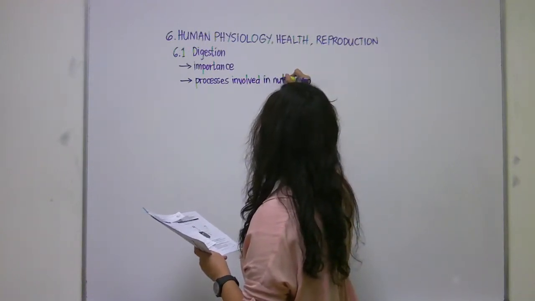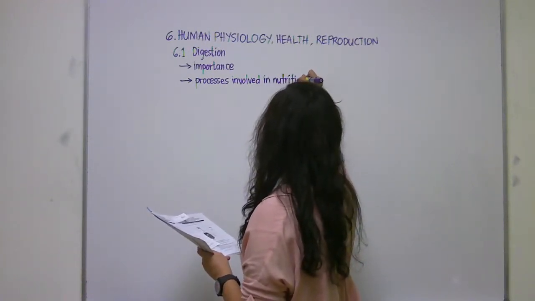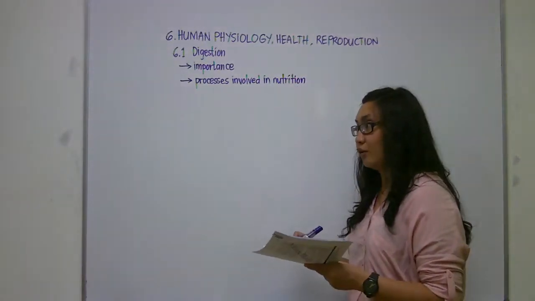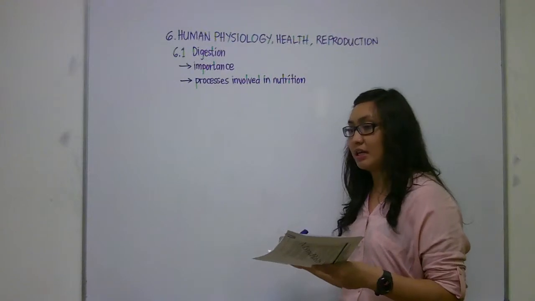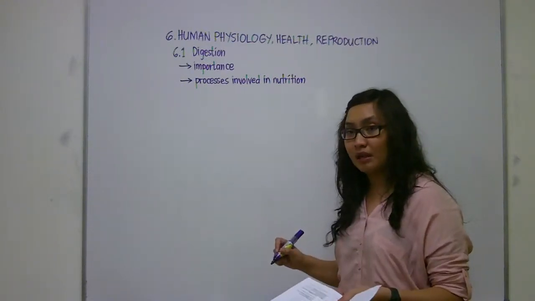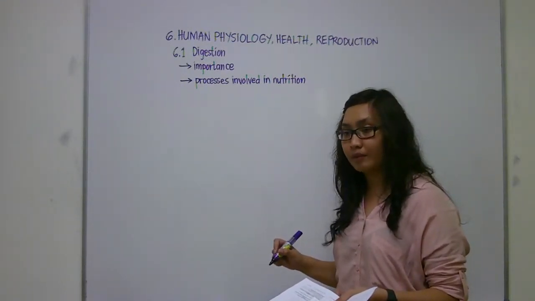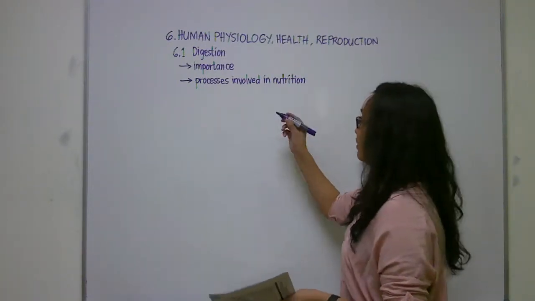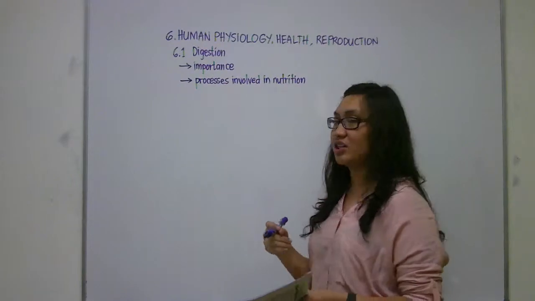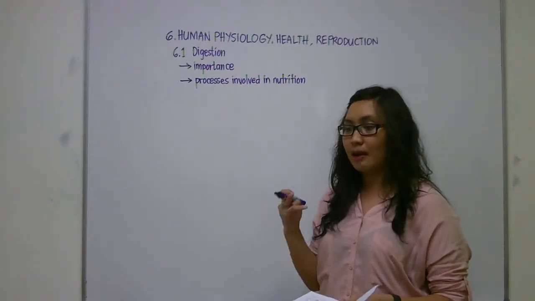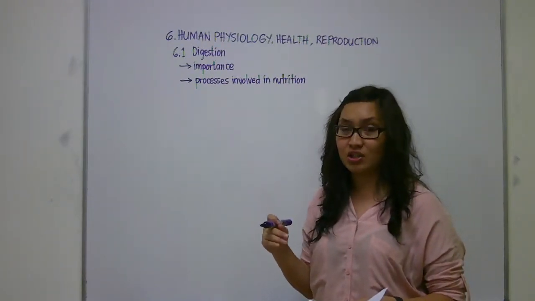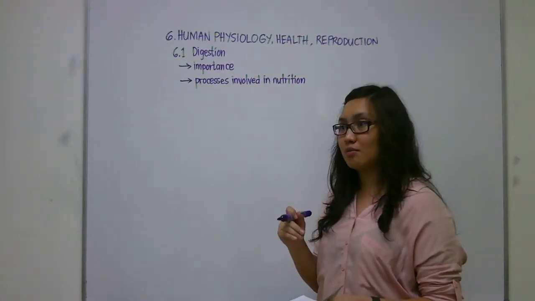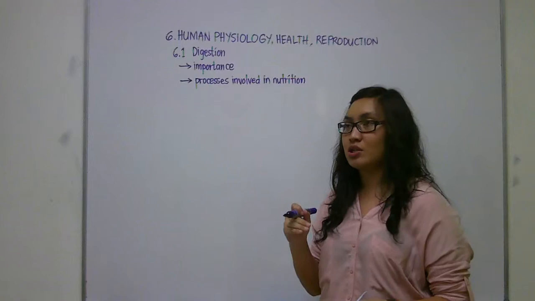In the case of nutrition, this is the process, actually a characteristic of living organisms, wherein an organism is acquiring necessary materials to be able to sustain life. The processes involved in nutrition include ingestion, digestion, absorption, assimilation, and egestion. So we have to explain the differences between these processes.